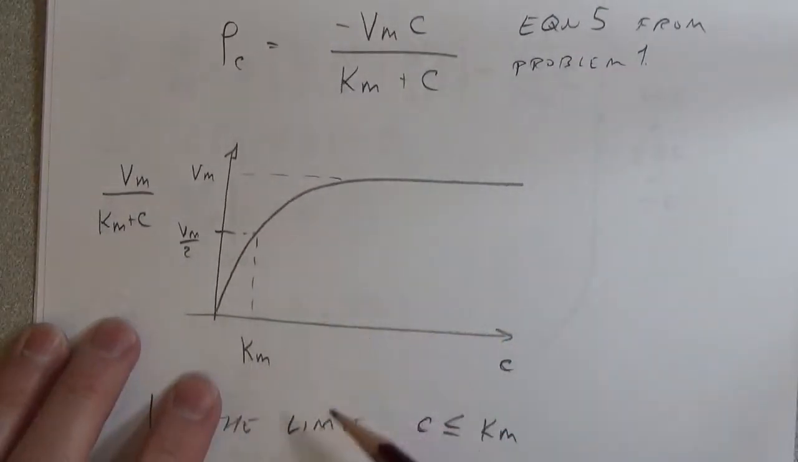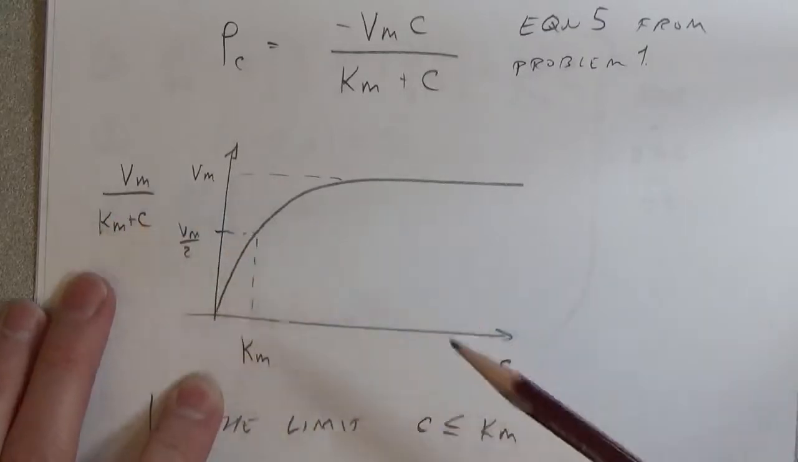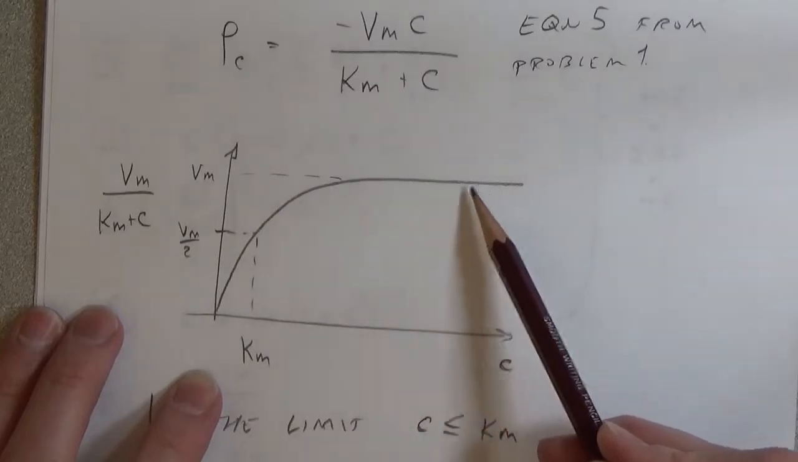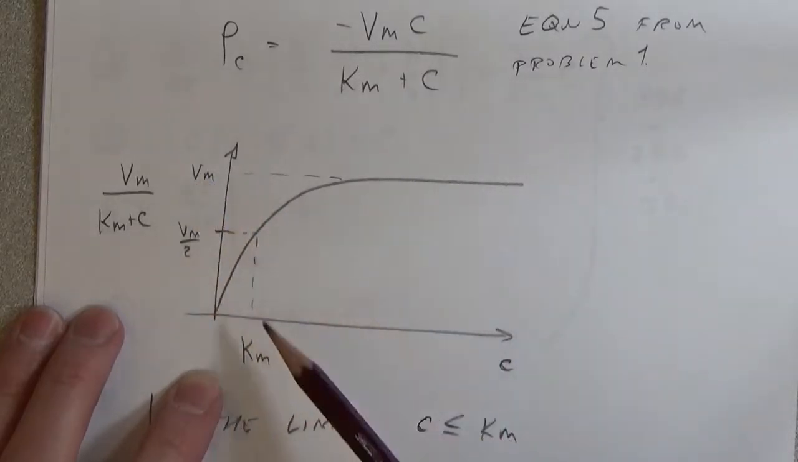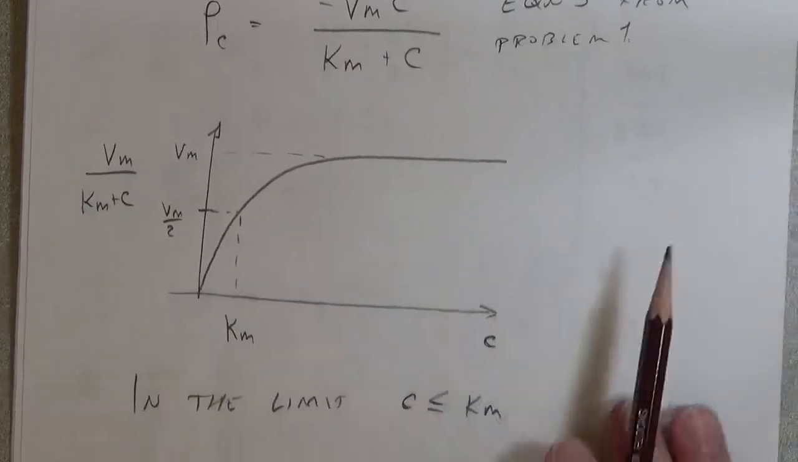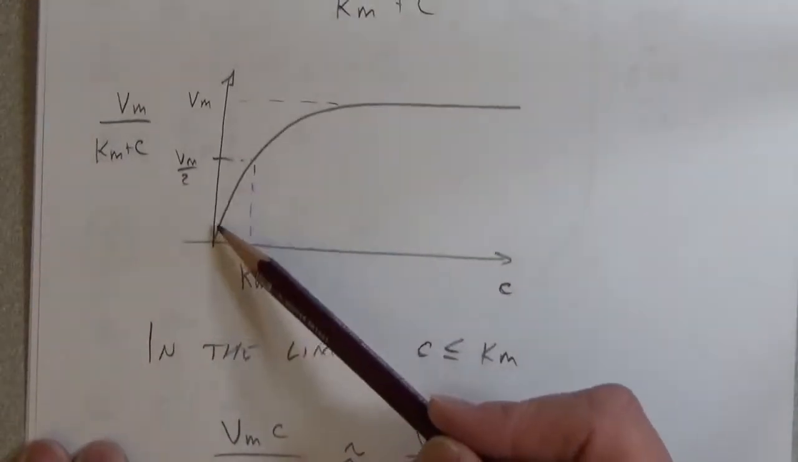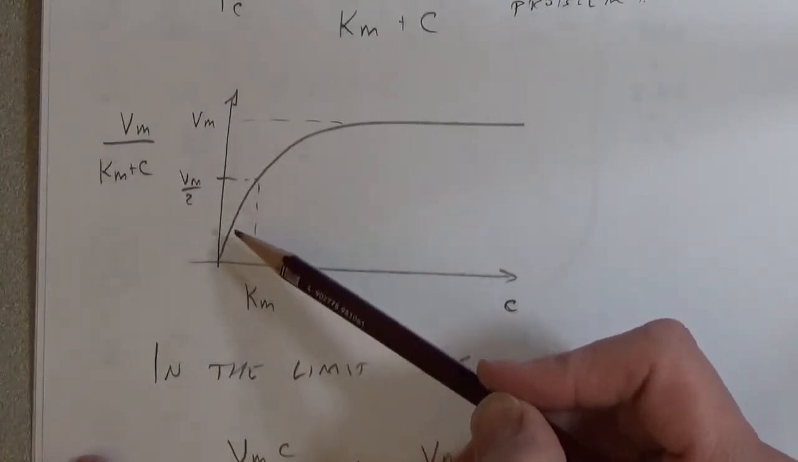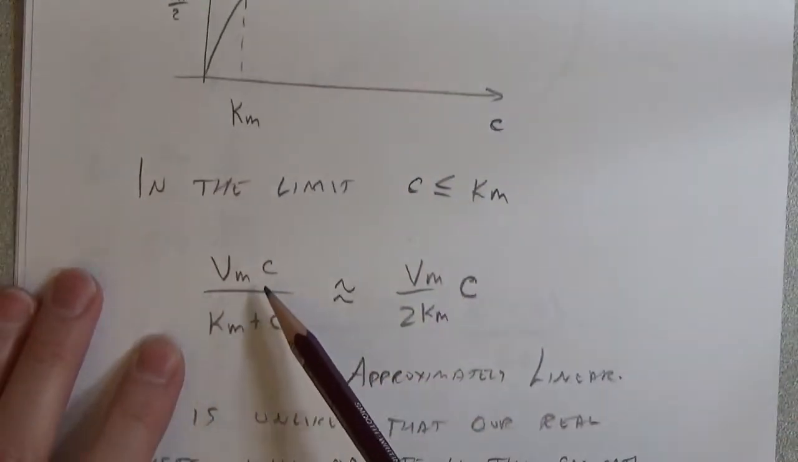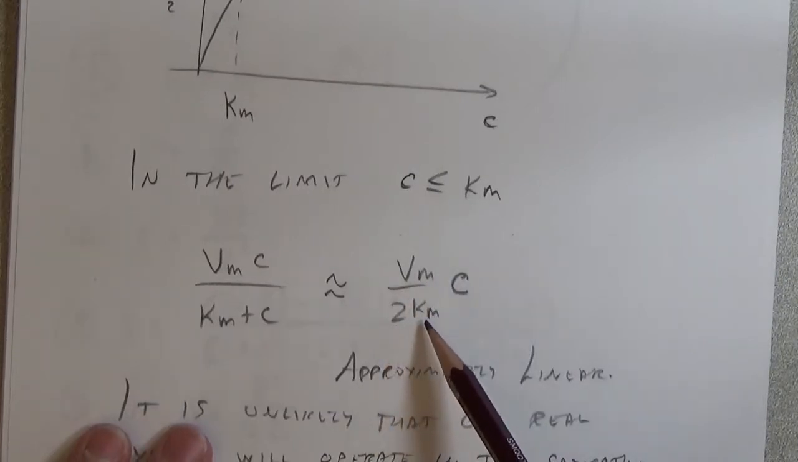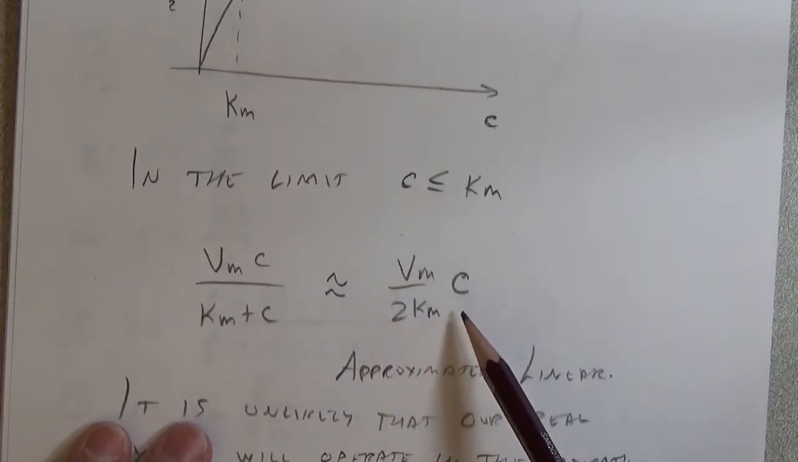So the consumption rate versus concentration starts out at 0. As you increase concentration, it goes up, and eventually it saturates at a value of Vm. The parameter Km gives us the concentration at which the rate is 1/2 Vm. If we operate only in the limit where C is less than Km, we can approximate this as approximately linear. So we can say that Vm C over Km plus C is approximately Vm over 2 Km times C.